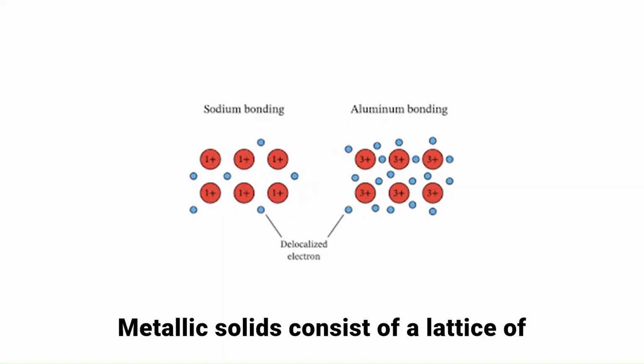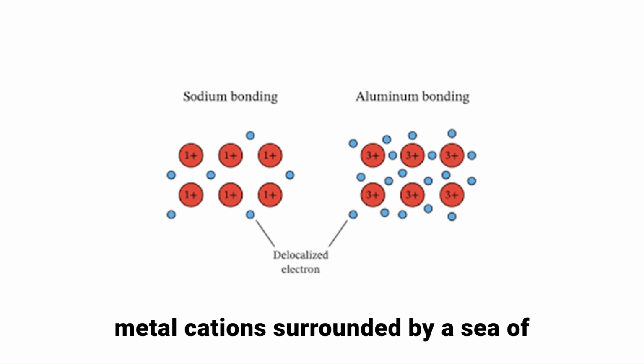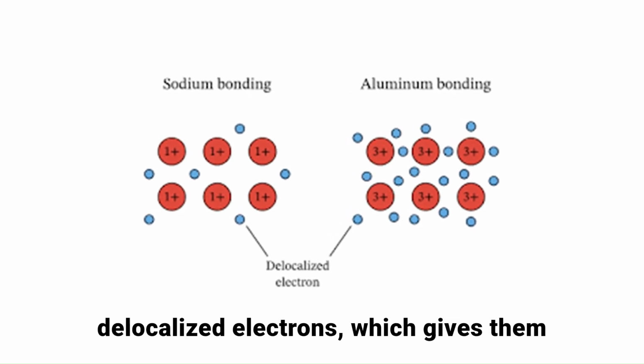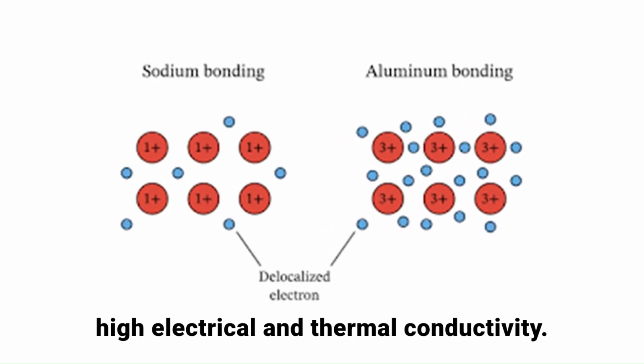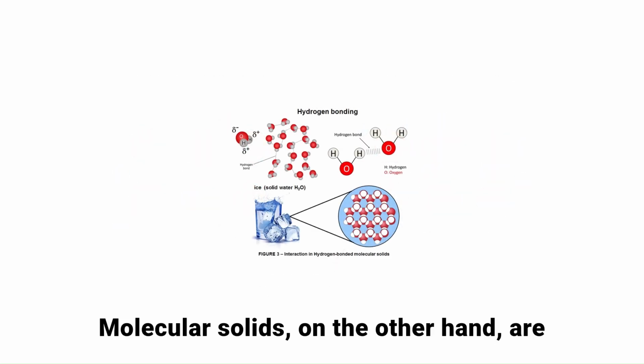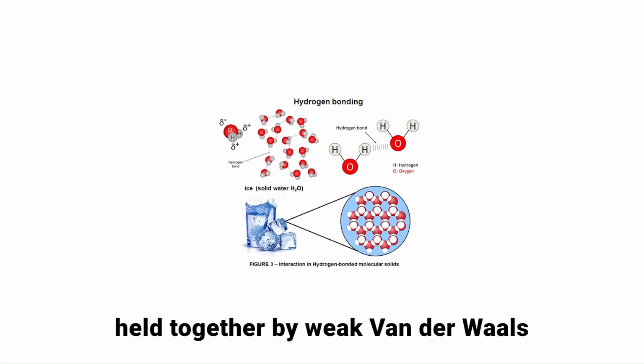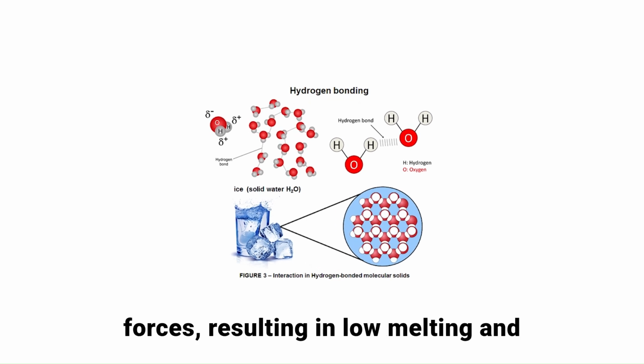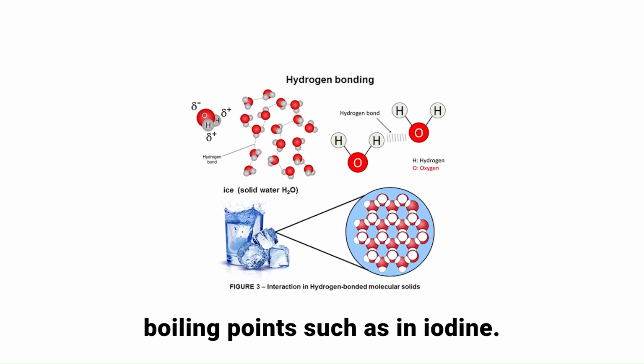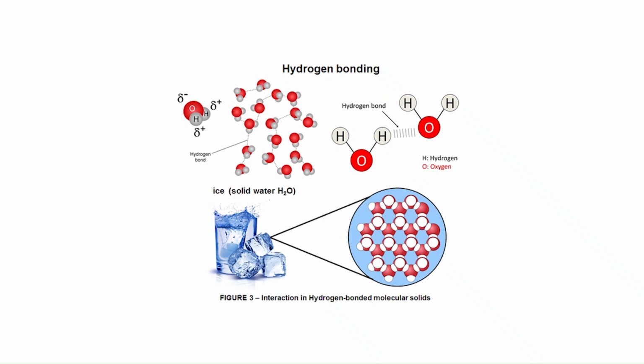Metallic solids consist of a lattice of metal cations surrounded by a sea of delocalized electrons, which gives them high electrical and thermal conductivity. Molecular solids, on the other hand, are held together by weak van der Waals forces, resulting in low melting and boiling points, such as in iodine.